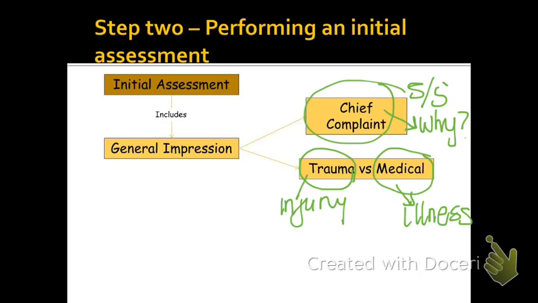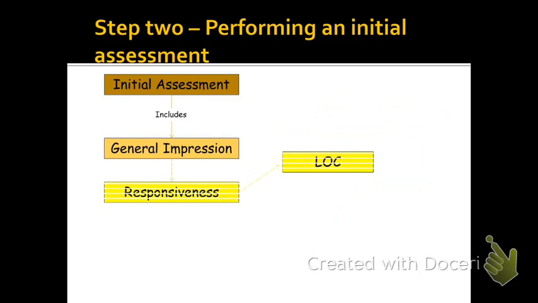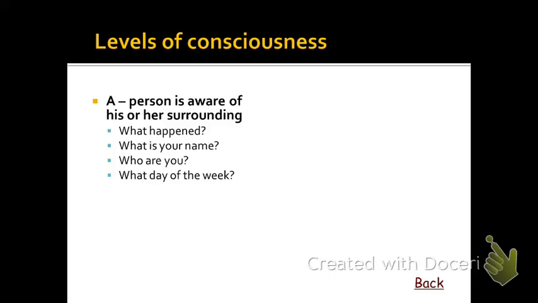So after we've formed a general impression, the next step in the process is determining the responsiveness of the patient. Okay, so think about responsiveness. What we're going to talk about are the levels of consciousness or LOC. So levels of consciousness, or we'll say responsiveness if you want to say that too. And there are 4 different levels of response.